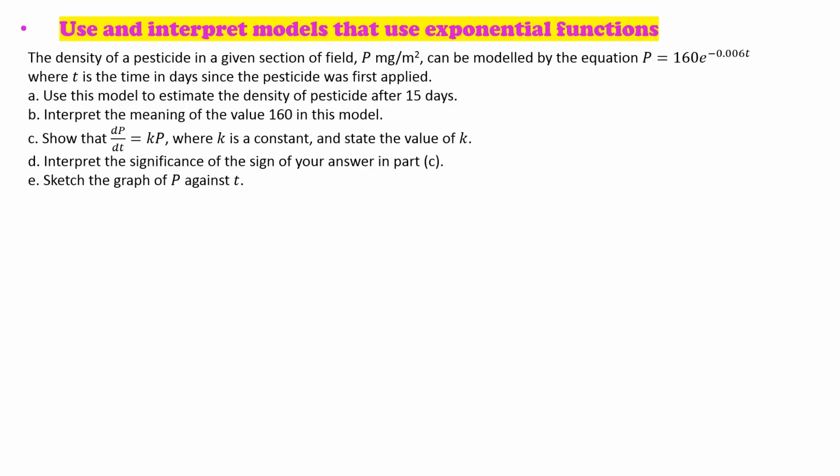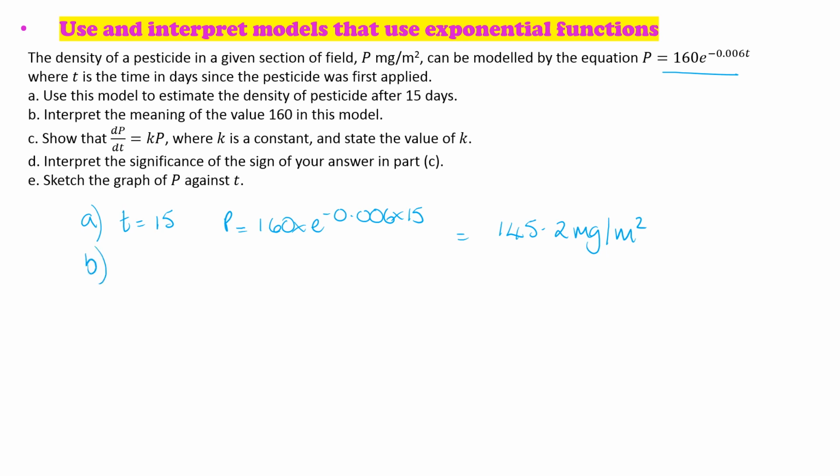So here's an example where we're modelling, and this is an example from the textbook. We've got the density of pesticide in a given field is this exponential equation here, where t is time in days since the pesticide was applied. So for part A, estimate the density of pesticide after 15 days. Well, that's when t is equal to 15. P will equal 160 times e to the 0.006 times 15, which comes out to be 145.2. So that will be milligrams per meters squared.